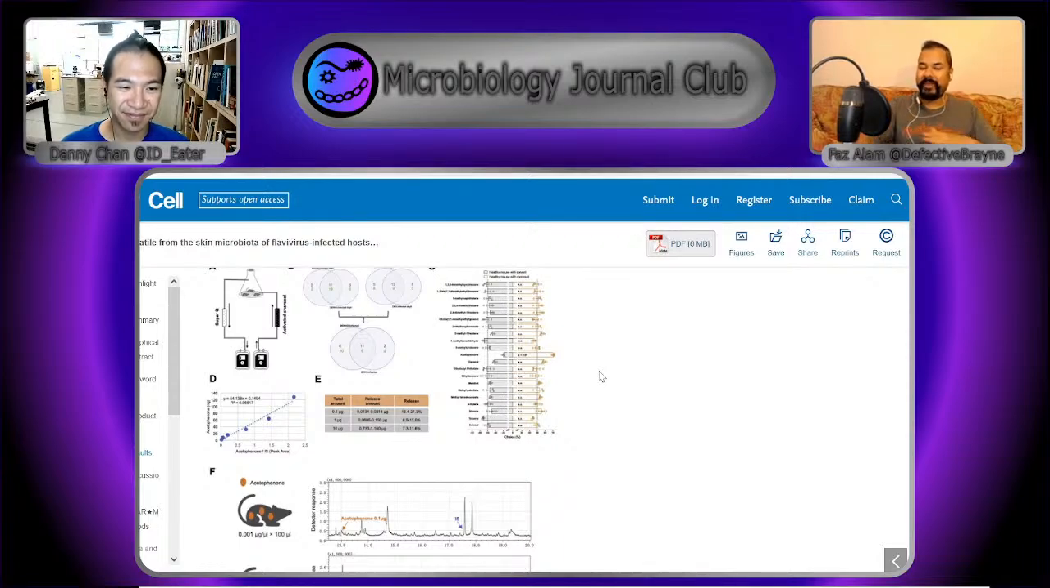At this point, they do whole transcriptome sequencing to compare the transcript abundance in the skin of virus-infected mice versus virus-uninfected mice, and they find that a specific gene is strongly downregulated. It's a gene that produces a resistin-like molecule, an antimicrobial protein that's produced naturally by our skin cells.